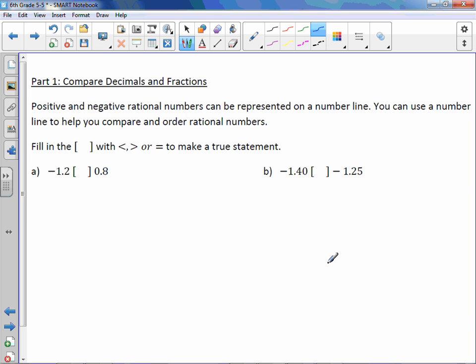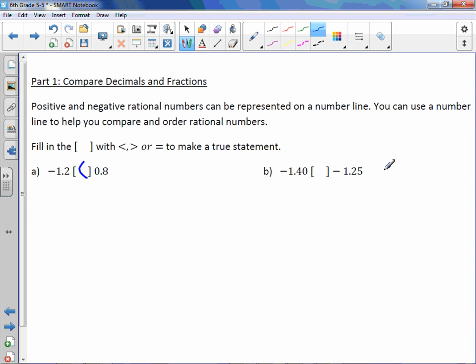Fill in the box with less than, greater than, or equal to make a true statement. Letter A, negative 1.2 and positive 0.8. It doesn't matter what the numbers are. If you have a positive versus a negative, the positive will always be greater. So negative 1.2 is less than 0.8.